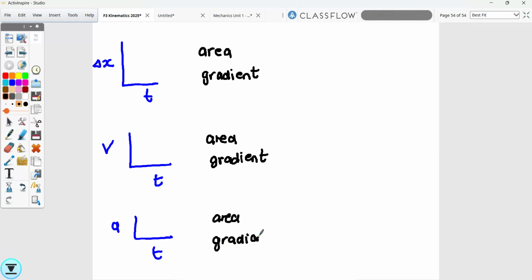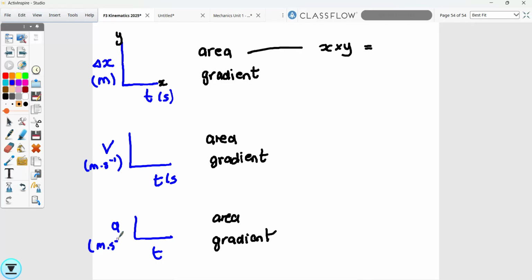Okay, so for the first one, the area you always know is going to be side times side. So it's x times y. If you're thinking about a graph that this is y and this is x, so it's x times y. Remember the unit for this is meters, seconds. I'm going to go fast because we've done this before. This is meters per second, and this is seconds. This is meters per second squared, and this is seconds. Stop me from going too fast, but I'm assuming you've all done this.